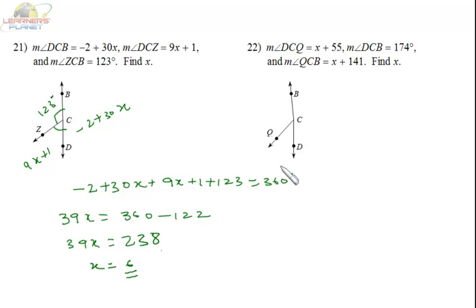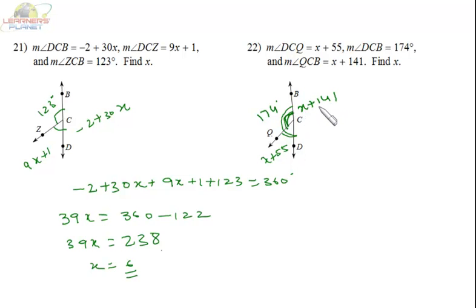Okay, now in this question, measure angle DCQ is x plus 55. That means this angle, DCQ, is x plus 55. DCB is 174. This complete angle is 174 and QCB is x plus 141. So QCB, that means this angle, is x plus 141.